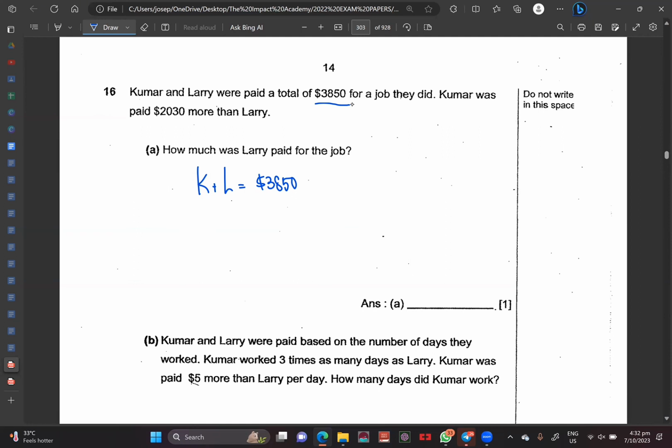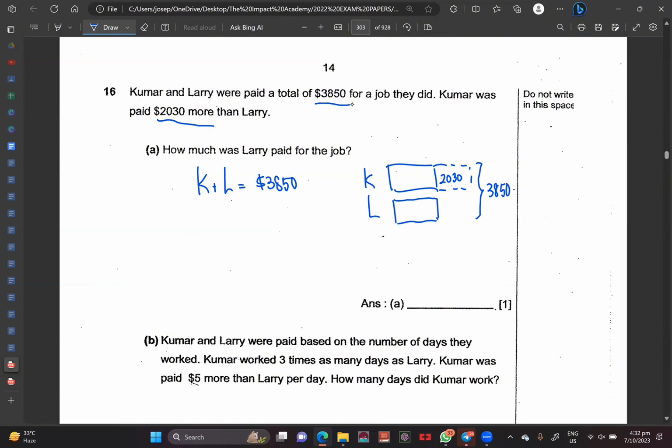Kuma was paid 2,030 more than Larry, so we draw a model. We know that Kuma is paid more, so Larry is paid lesser. How much more? 2,030. What is the total? The total is 3,850. Is that something that y'all can understand?